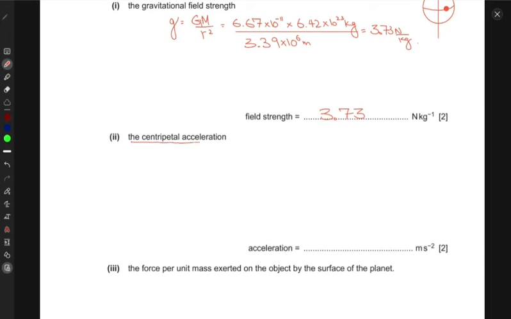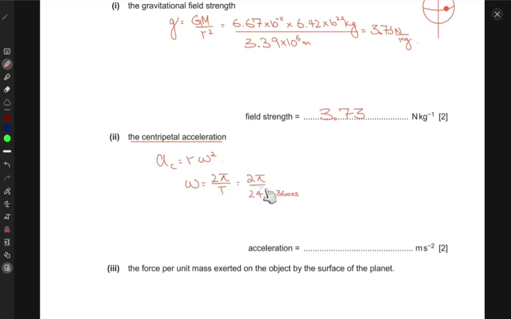Next, we are required to compute the centripetal acceleration. Now, we know centripetal acceleration a_c is equal to r times omega squared. Now, omega is what? It is one complete revolution, 2π, divided by the time that it takes to complete that revolution. Now, the time that it takes to complete that revolution is specified to us. It's given as 24.6 hours. But in 1 hour, there are how many seconds? 3,600 seconds. So we convert it into seconds.